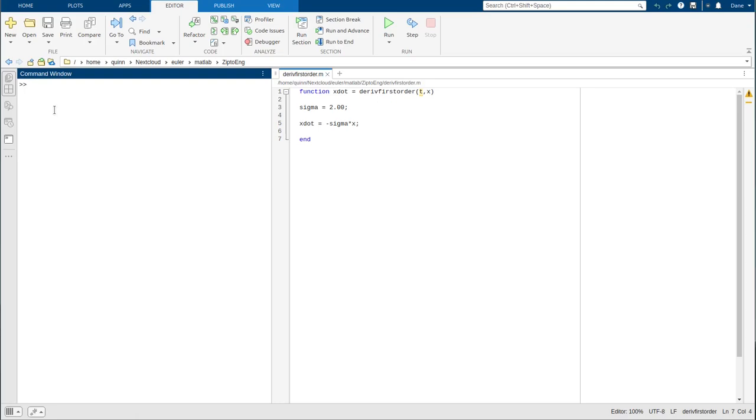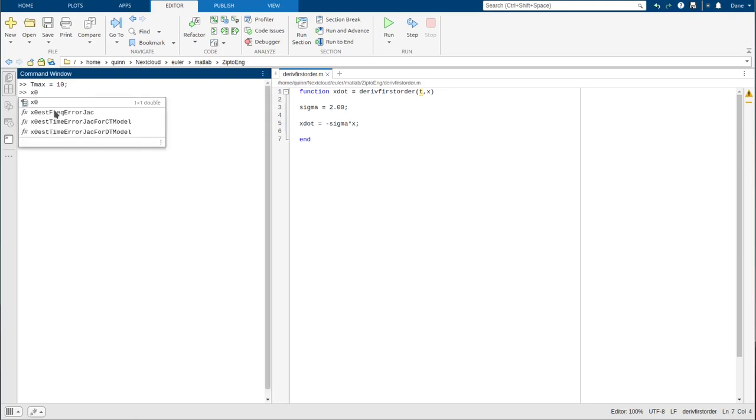Remember that for our ODE 4.5, we need the deriv function. Well, we just did that. We also need the time interval, t initial to t final, and we need the initial conditions. So I'm going to set t max, which is going to be my final time. Here I'm going to integrate from 0 to t max. Let's let that be 10. My initial condition, x0, is going to be 5.